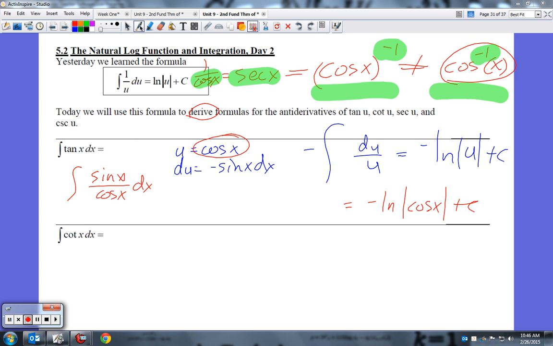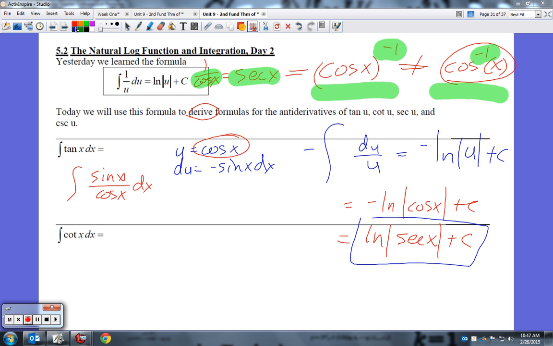So the other way that you could write this is the positive natural log of the secant of x plus c. In my experience, not only in college but also with the AP exam, most often than not, textbooks or answers are looking for that one. Because they don't like negatives the way I don't like negatives, and the way most people don't like negatives.